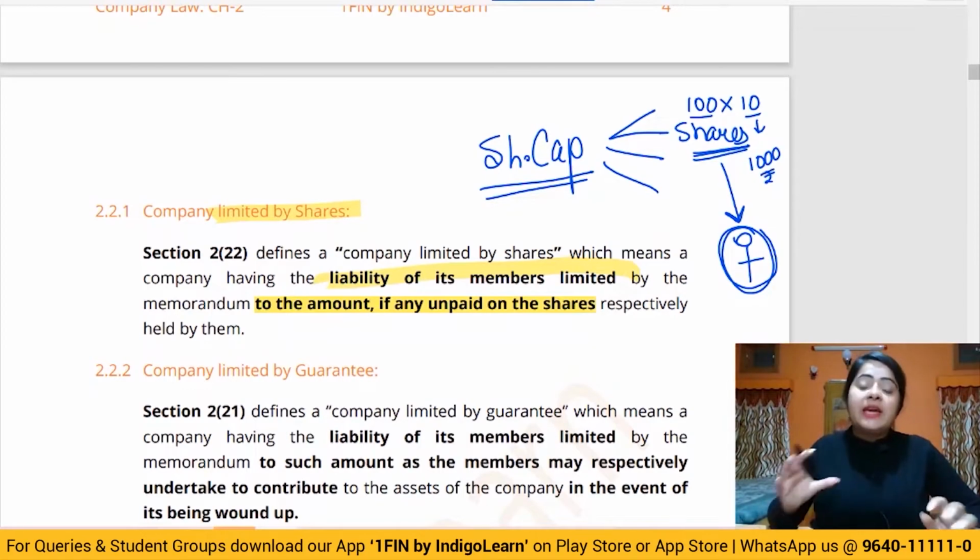Let's say I have paid 8 rupees on each of these shares. Okay, so how much more can the company ask from me? They can ask from me the unpaid amount on these shares, which is 2 rupees on these 100 shares. That means, after what I have already paid, 200 more rupees can be asked from the side of the company. That is a company which is limited by shares.